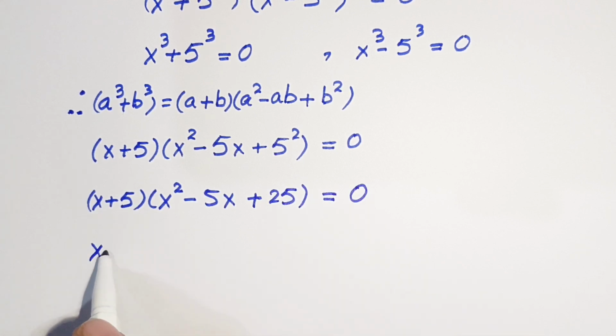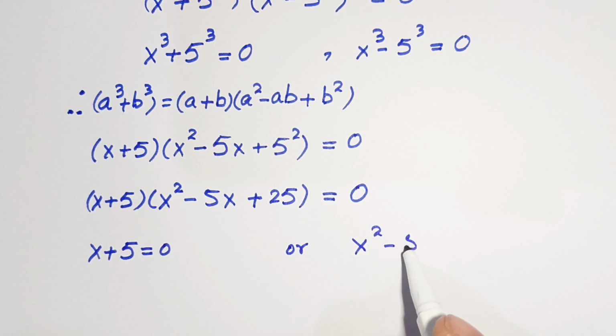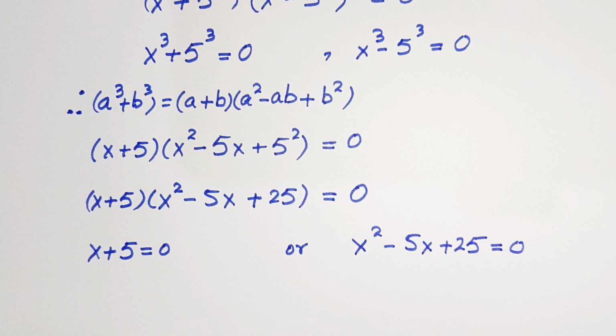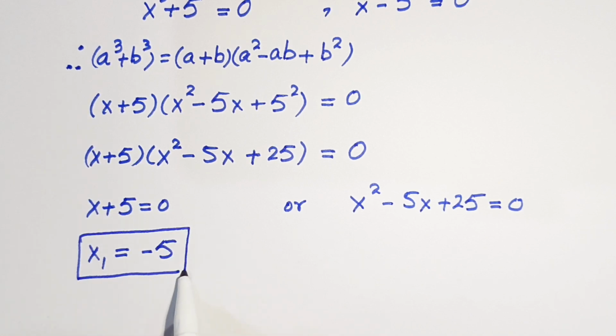Now here x plus 5 is equal to 0, or here x squared minus 5 times x plus 25 is equal to 0. So when we see this one, then x is equal to minus 5. So it is our first solution of x. Let's say it is our x1, that is the value of x is real. So it is a real solution of x.